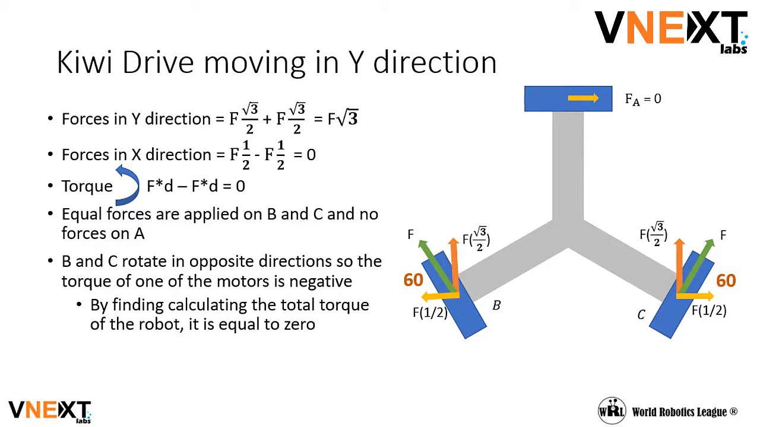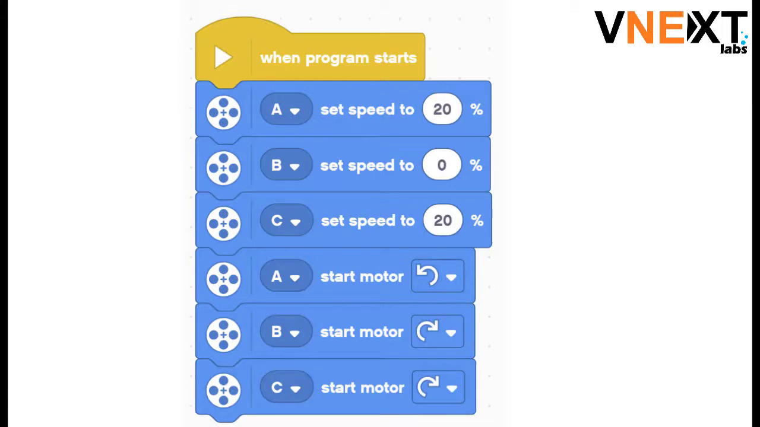To move it in the y direction, we need to only have forces that go in the y direction. So we are going to turn wheels B and C in opposite directions to have both vertical components point in the y direction. This will result in a net value of F times square root of 3 in the y direction. The horizontal components that point in the x direction cancel out because they point in opposite directions, resulting in a value of 0. The torque will also equal 0 because wheels B and C turn in opposite directions. This is the code to move the robot in the y direction.